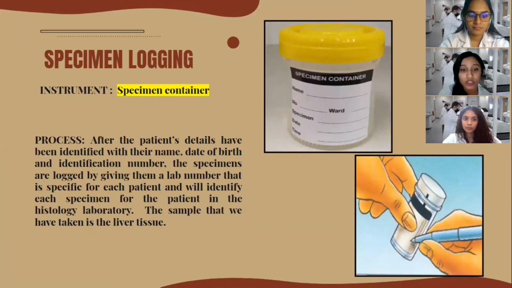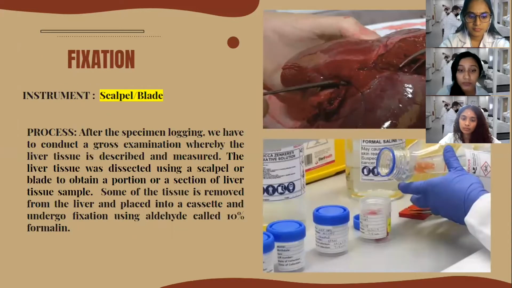The specimen is documented by assigning it a lab number that is unique to the particular patient and will identify the specimen for the patient in the histology laboratory once the patient's details have been recognized with their name, date of birth, and identification number. After logging the sample, we must perform a physical examination to characterize and measure the liver tissue. A piece or a segment of liver tissue was dissected with a scalpel or blade to acquire a sample of liver tissue. Some of the liver tissue is taken out and put in a cassette where it is fixed with a 10% formalin aldehyde.